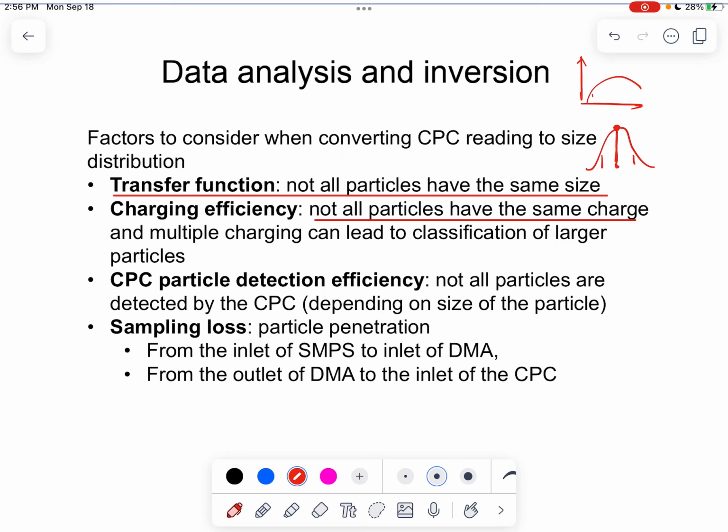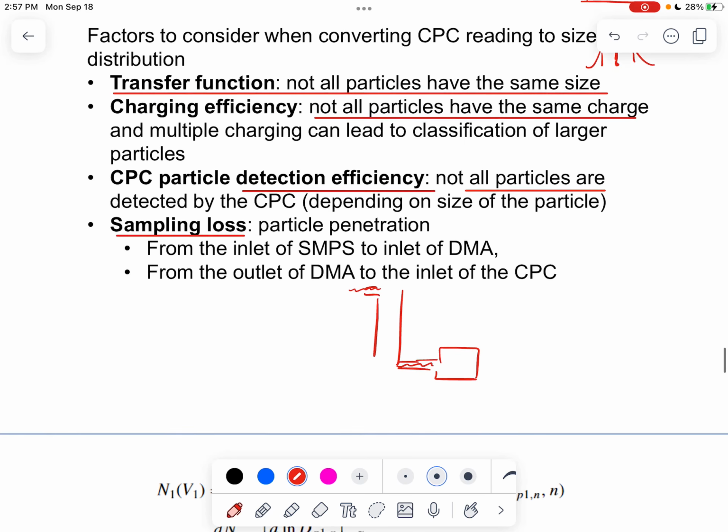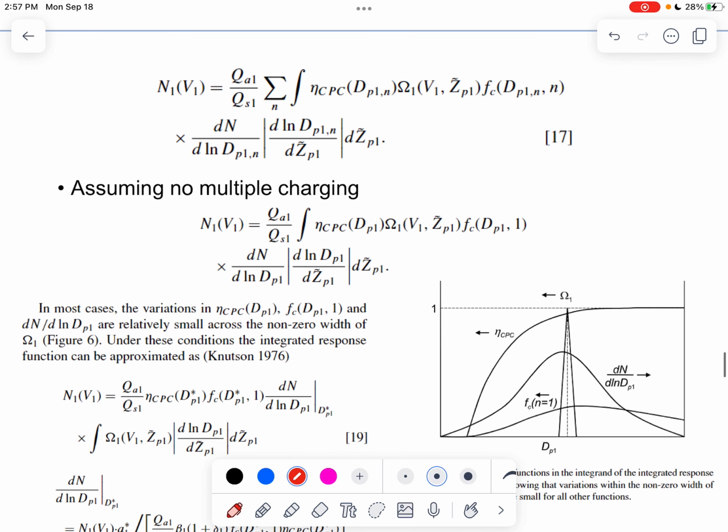So there's also CPC particle detection efficiency. We introduced in our earlier classes that the CPCs are not seeing all of the particles. This is especially the case when we are talking about the small particles, right? They're not being activated. And furthermore, there's sampling loss. When you're talking about smaller particles being transported in the system, then you have the diffusion loss, especially particles below 10 nanometers. They get lost when they are being introduced to the DMA, right, here, and then when they are being introduced to the CPC. You also have particle loss here. So because of that, we need to consider all of these factors together.